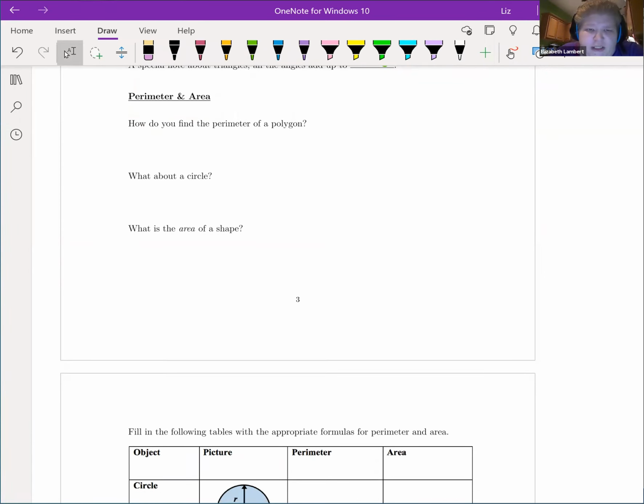So how do you find the perimeter of a polygon? The perimeter, I'm saying it like that because it has the word meter, meaning this is a distance. So the perimeter is the distance around, which means you add all the sides.